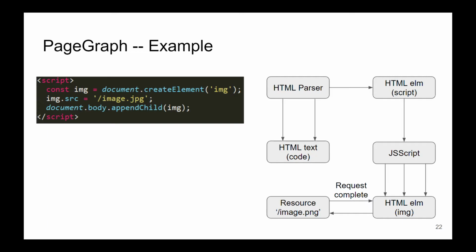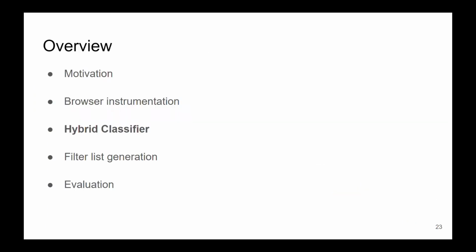And all of the edges in PageGraph have a timestamp, which makes it easy to see the exact order of execution. And that concludes the browser instrumentation. And next I will talk about the hybrid classifier.